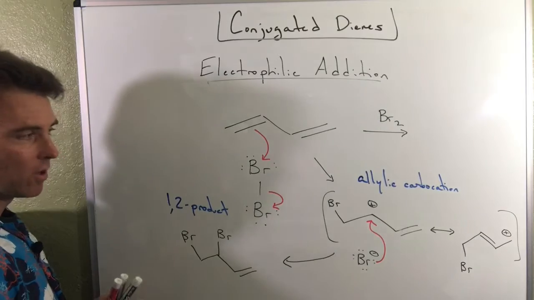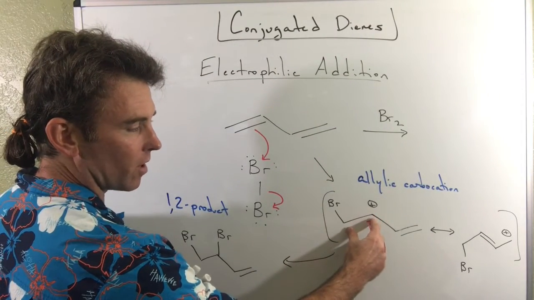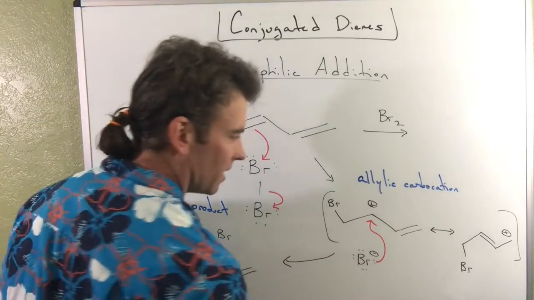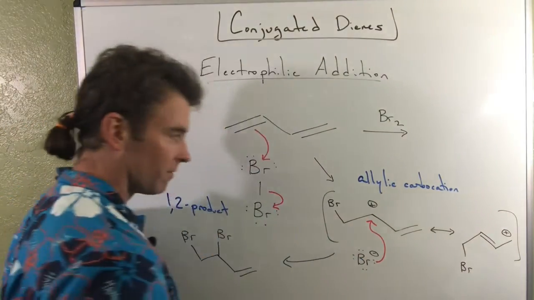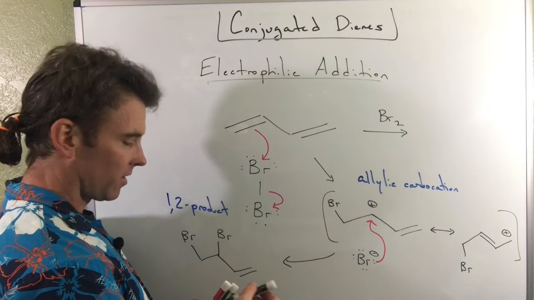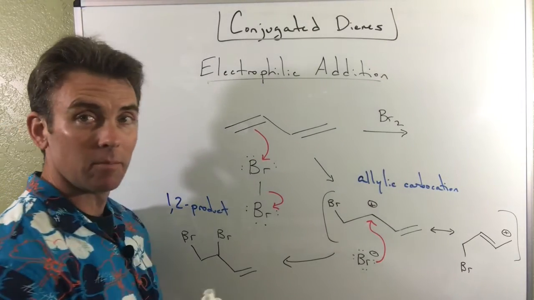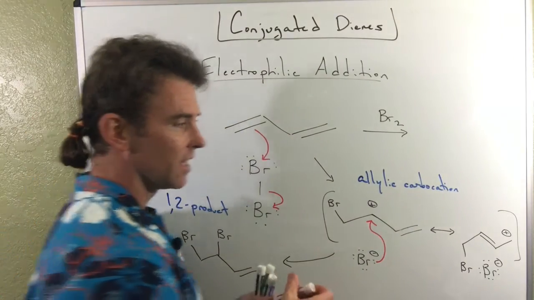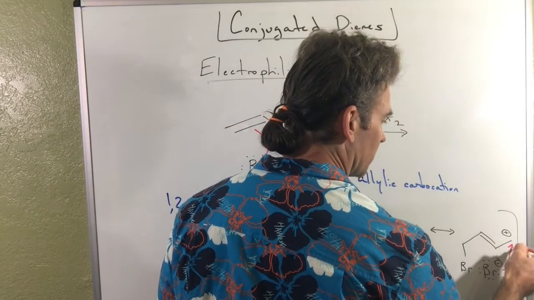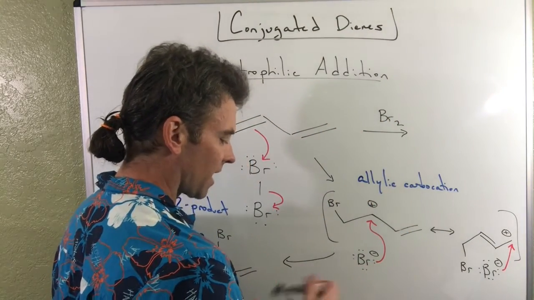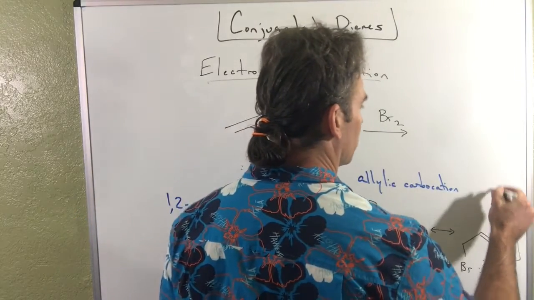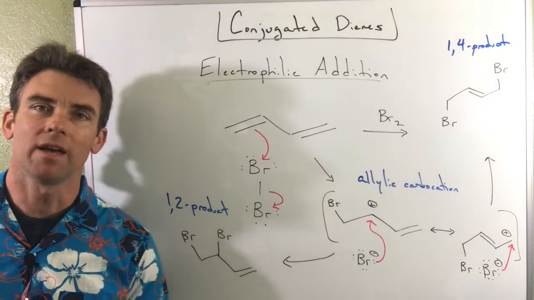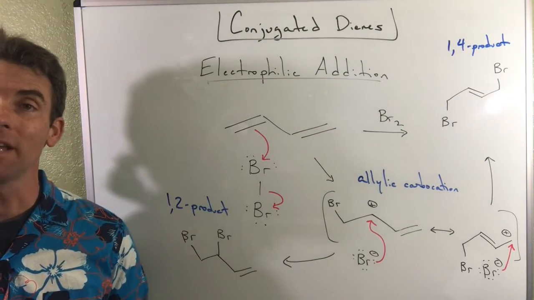The reason we call it the 1,2 product is that we added over 2 carbons that were right next to each other. Right? And so 1, 2, 3, 4. This product over here kind of looks like we've rearranged the carbon skeleton a little bit, or at least we've changed the placement of that double bond. That Br minus could have just as easily attacked that positive carbon. And in that case, we would end up with a 1,4 bromine addition.